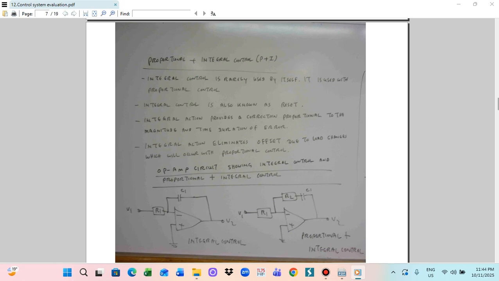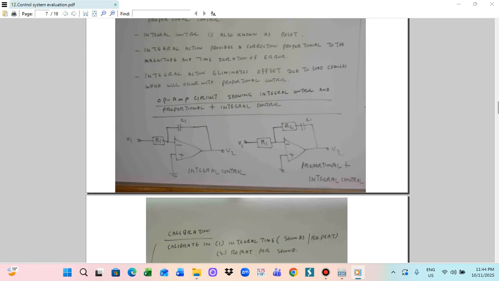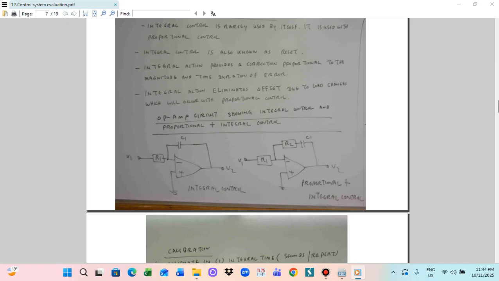So for the integrated control diagram, we put the capacitor C1 between the negative terminal and the output terminal of the operational amplifier, so that we can get the integrated control. And then the R2 and the C1 in series between the negative terminal of the operational amplifier and the output terminal, so we can construct the proportional plus integrated control system. So this means that proportional control and integrated control we can utilize for the position.